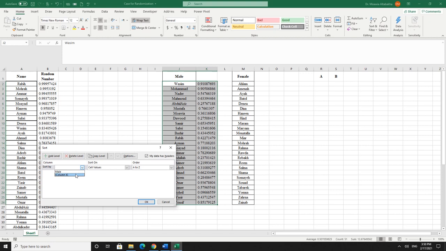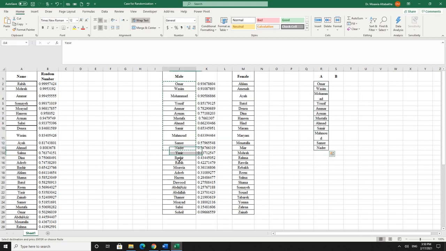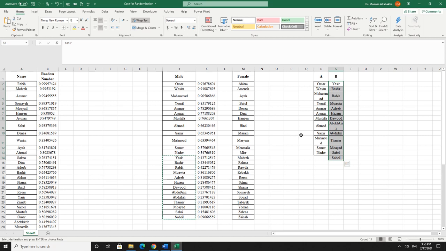Column K, and from the smallest to largest or largest to smallest. Okay, see now Umar is the top, so I'll take the first half. Okay, this half I'll put in this group and the other half in the other group.